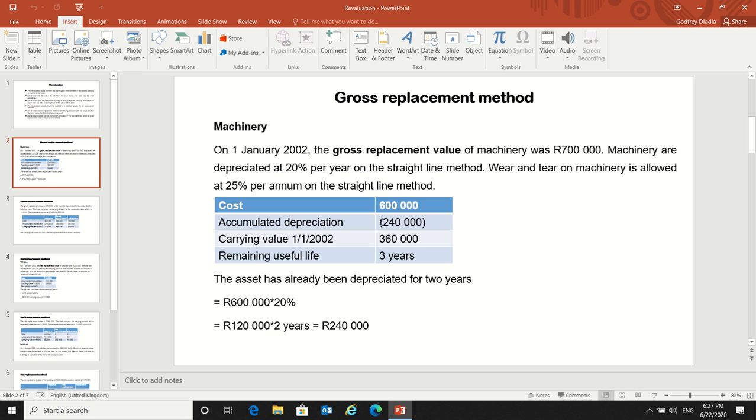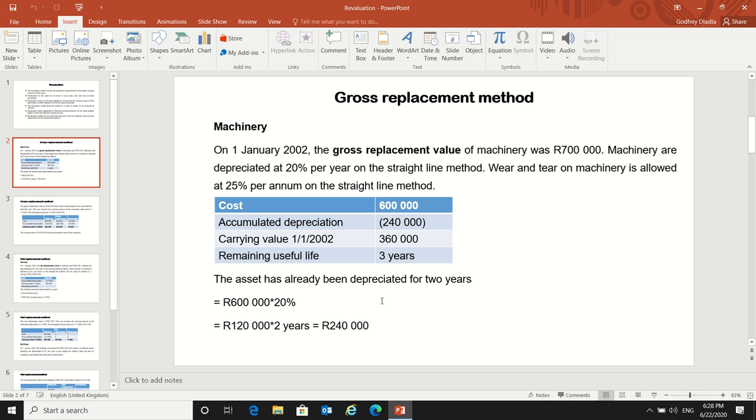If it's 240 here, this asset has already been depreciated for 2 years. 3 years is remaining. So in total, the useful life of this asset was 5 years. And you can see that they've given you 20% at the top, which is 5 years, because you need 5 20s to get to 100. The asset has already been depreciated for 2 years: 600,000 times 20% is 120, times 2 is 240. That's what I was explaining.